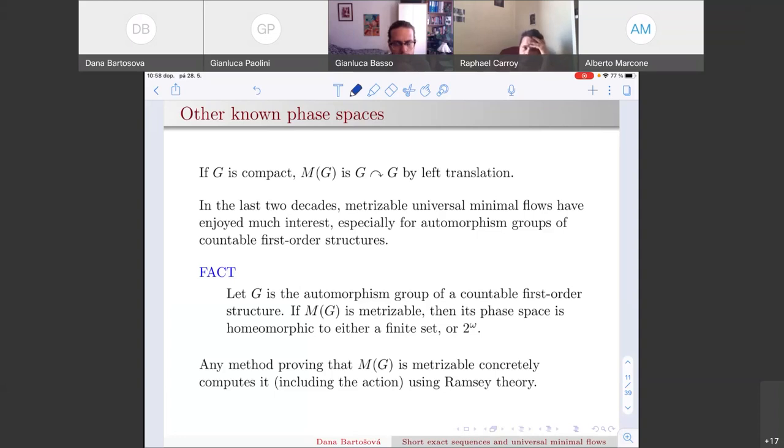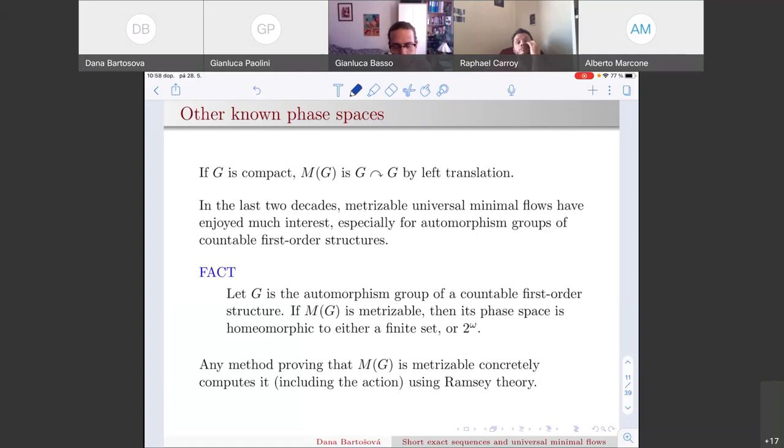ultra homogeneous, and you look at its finite approximations or finitely generated ones. You prove some Ramsey's theorem for that, and then you get an explicitly computed universal minimum flow, which will be the Cantor set typically, with the action. So it's case by case.